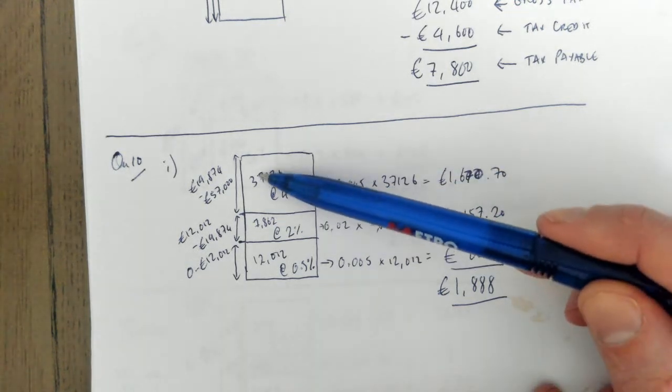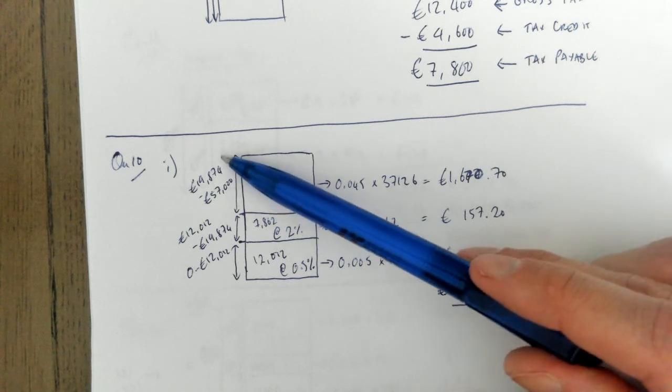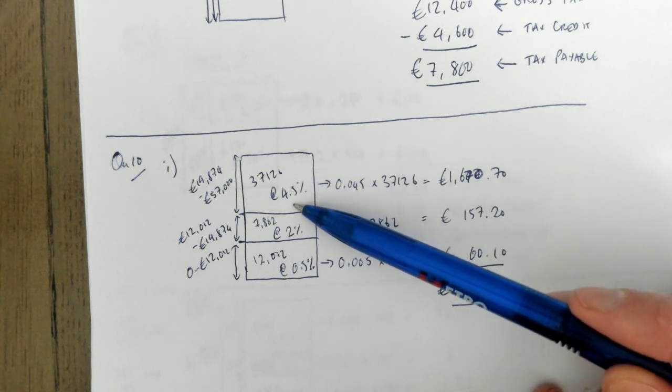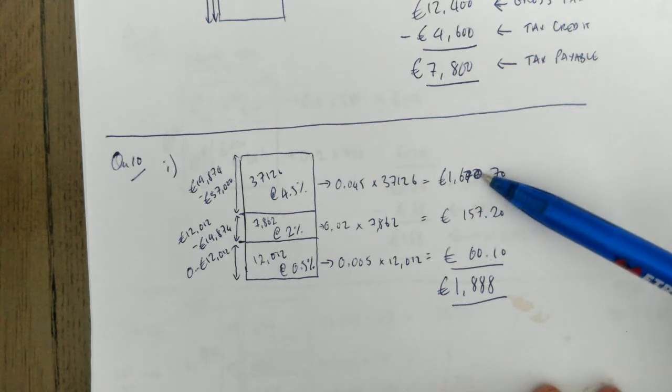And then the remaining amount, okay, so she earns, or this guy earns 57,000. Take 19,874 away. That leaves 37,126, and they pay 4.5% on that. So there's my calculations. Right, we add them up and that's it.